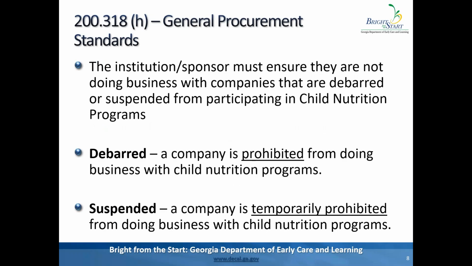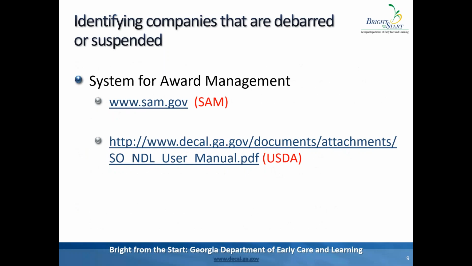The institutional sponsor must also ensure they are not doing business with companies that are debarred or suspended from participating in child nutrition programs. A debarred organization is one that is prohibited from doing business with child nutrition programs versus an organization that is suspended, which is one that is temporarily prohibited from doing business with child nutrition programs. And for either one of these, in order to locate this information, you can log on to sam.gov, which is the System for Award Management. On this website, you can input the name of the vendor or the organization, and it will let you know if they are in fact debarred or suspended from doing business with child nutrition programs.